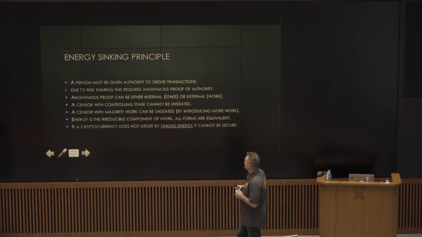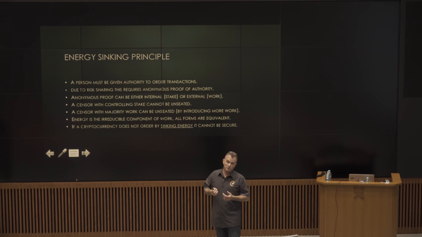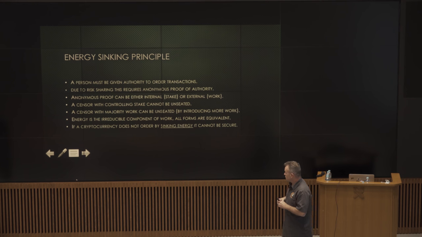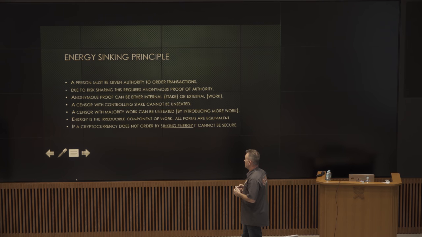And due to risk sharing, this requires anonymous proof of authority. How do you get anonymous proof of authority? Well, Satoshi said, we'll use proof of work. That sounds like a great idea. The great thing about proof of work is it's basically anonymous. Anybody can presumably come up with energy, and you don't need permission or any identity to get the data that you need to mine.